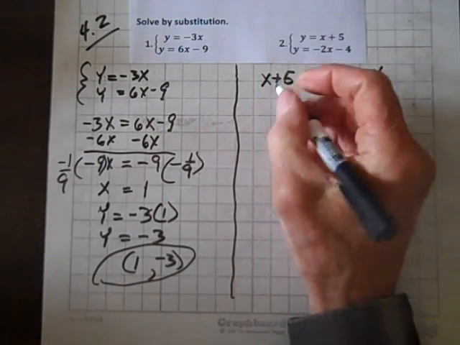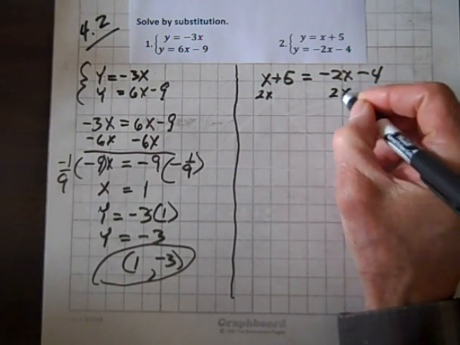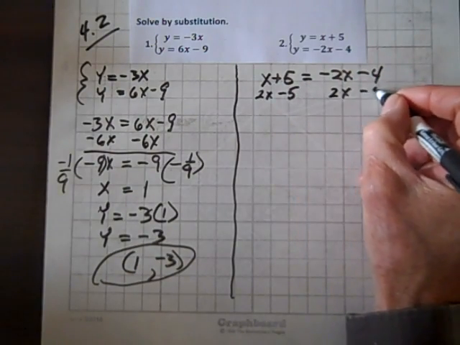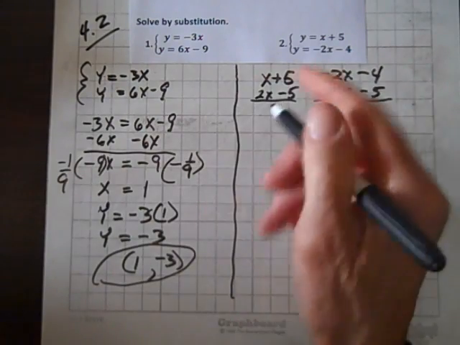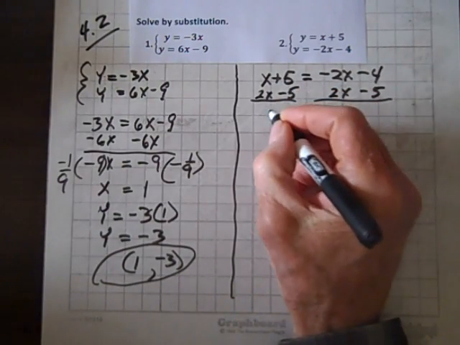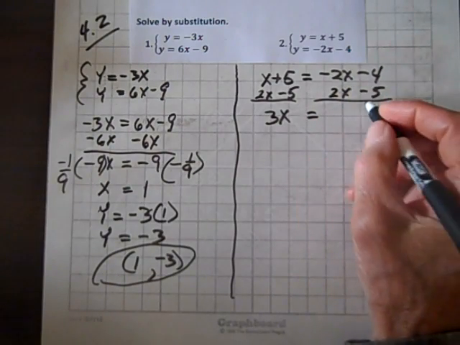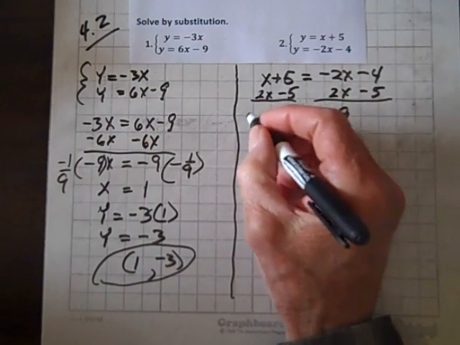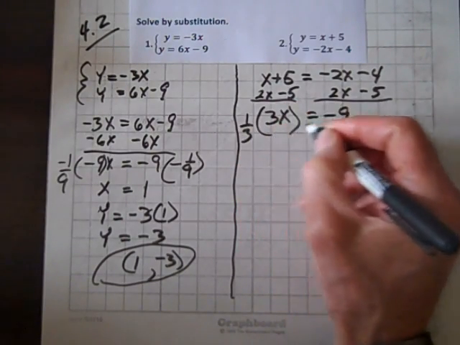So we'll add 2x and 2x, and we'll subtract 5. Subtract 5, and when we do that, we get, let's see, the 5's add out here, we get 3x, and that equals, and the 2x's add out there, and we get minus 9. So now we'll multiply both sides by the reciprocal of 3, which is 1/3.